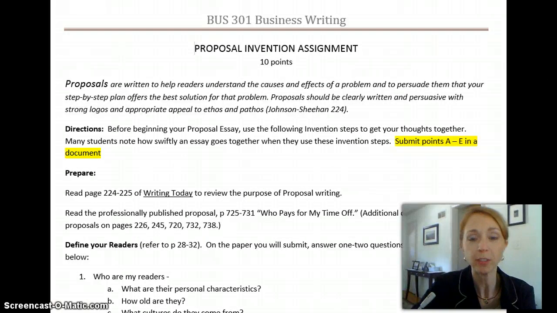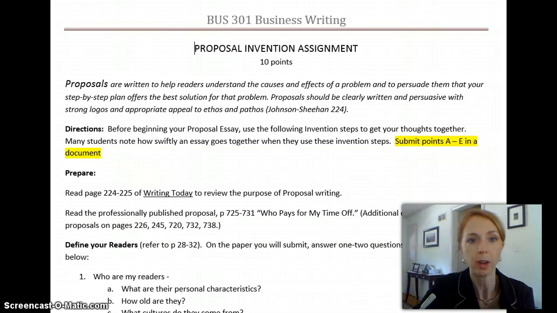Let's first look at the invention because it's your writing plan and it's where you look at your audience and where you get everything together that you'll need for that presentation and your essay. So basically, we write proposals to help readers understand causes and effects of a problem and to persuade them that your step-by-step plan offers the best solution for that problem. So they should be clearly written and persuasive with strong logic, appropriate appeals to credibility and to emotion. Let's stop right there.